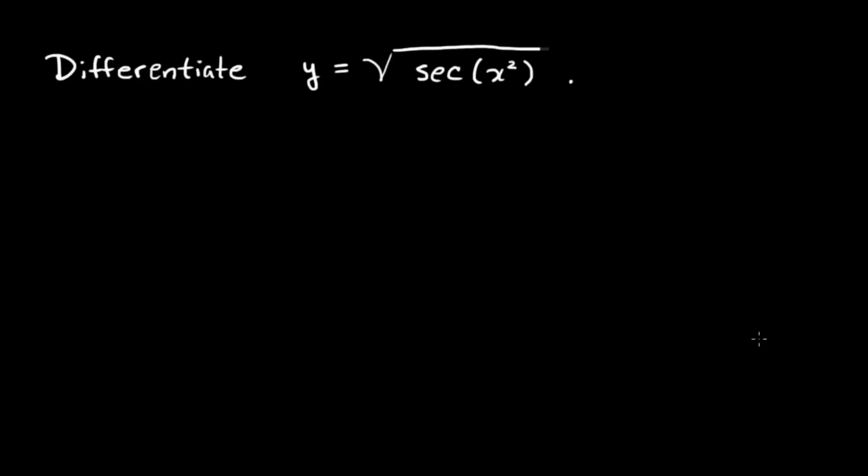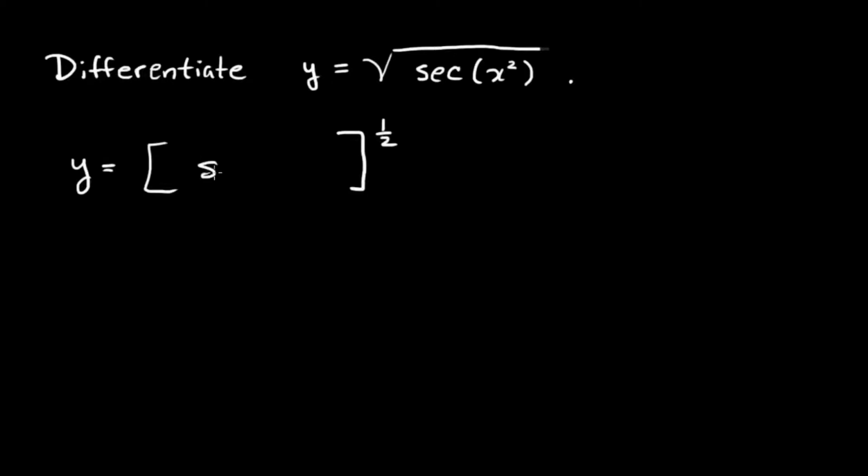Okay, differentiate y equals the square root of secant of x squared. This might be bordering on unreasonable, but we have two functions trapped inside of a square root function. So maybe we should start to write this, get rid of our square root. Of course, switch that to a power of a half. Start to prepare ourselves for our power rule.